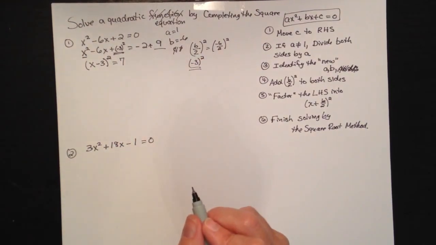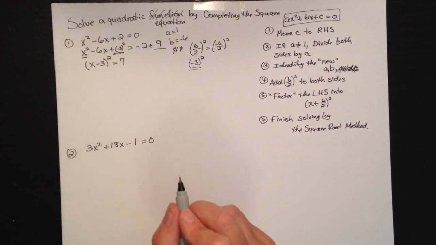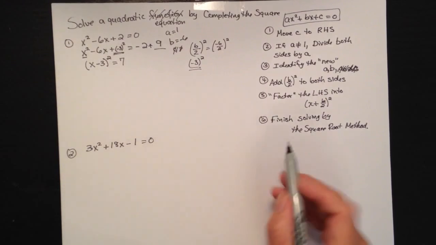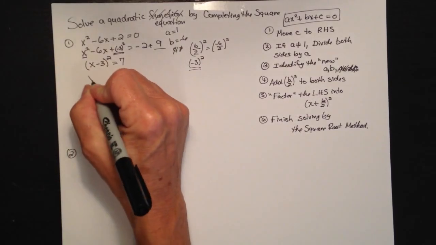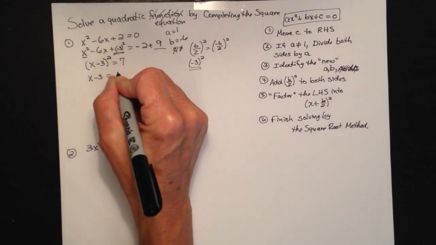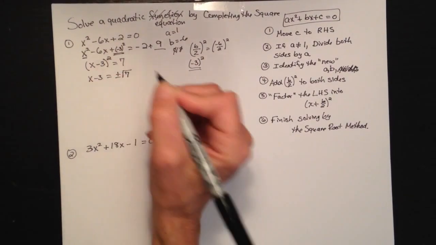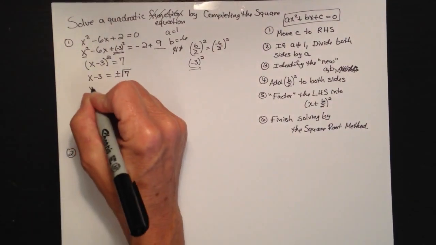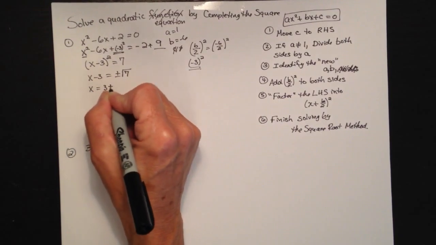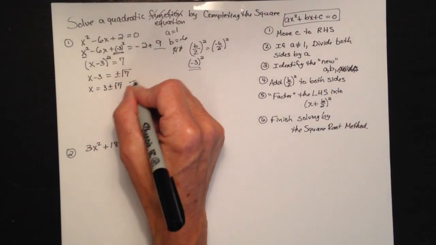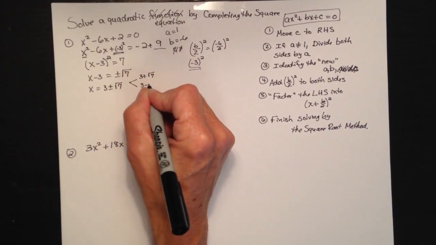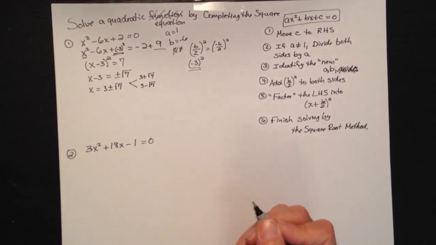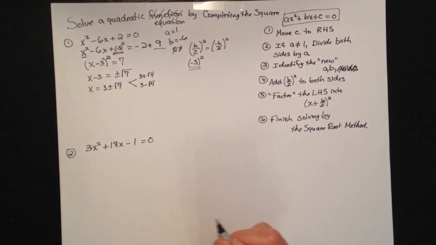And now what we have is an equation in the form something squared equals something. So we will finish solving this problem by the square root method. Take the square root of both sides, we get x minus 3 is equal to plus or minus the square root of 7. Add 3 to both sides, we'll get x is equal to 3 plus or minus the square root of 7. Our two answers are 3 plus the square root of 7 or 3 minus the square root of 7. Okay, let's do number 2.